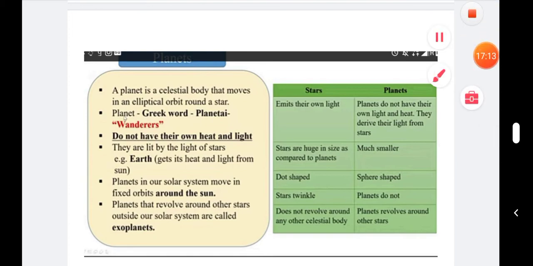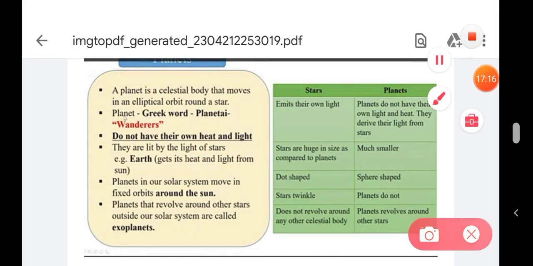So now we will learn about planets. A planet is a celestial body that moves in an elliptical orbit around a sun. ठीक है, तो प्लैनेट हम उसको बोलते हैं जो कि सन के चारों तरफ चक्कर लगाते हैं. तो they round in an elliptical orbit around the sun, मीन्स वो एक ही डायरेक्शन में और एक ही मूवमेंट में सन के चारों तरफ राउंड बाय घूमते हैं. That is, they are the planets.